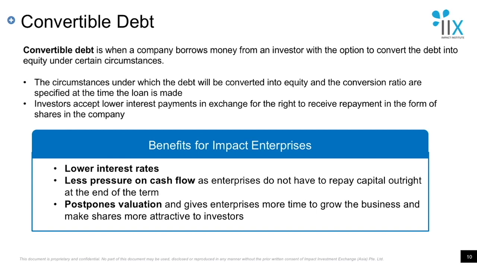Now, while debt and equity are the two most common and the two diametrically opposite types of capital that we talk about, we also see various types of hybrid capital. And convertible debt is one of those hybrids. Convertible debt is effectively when a company borrows money, so it's debt that in the ordinary course they would repay, but under certain circumstances, that loan or that debt can be converted into equity capital.